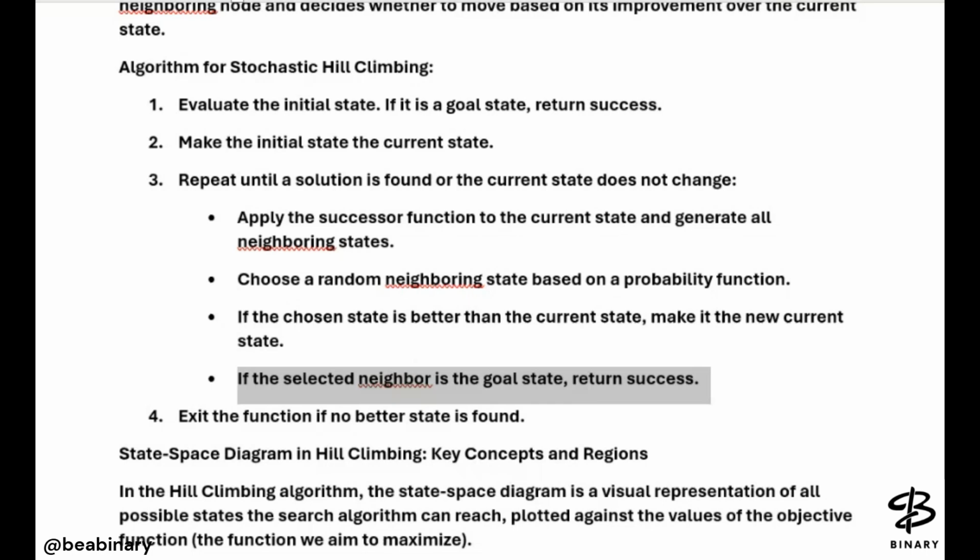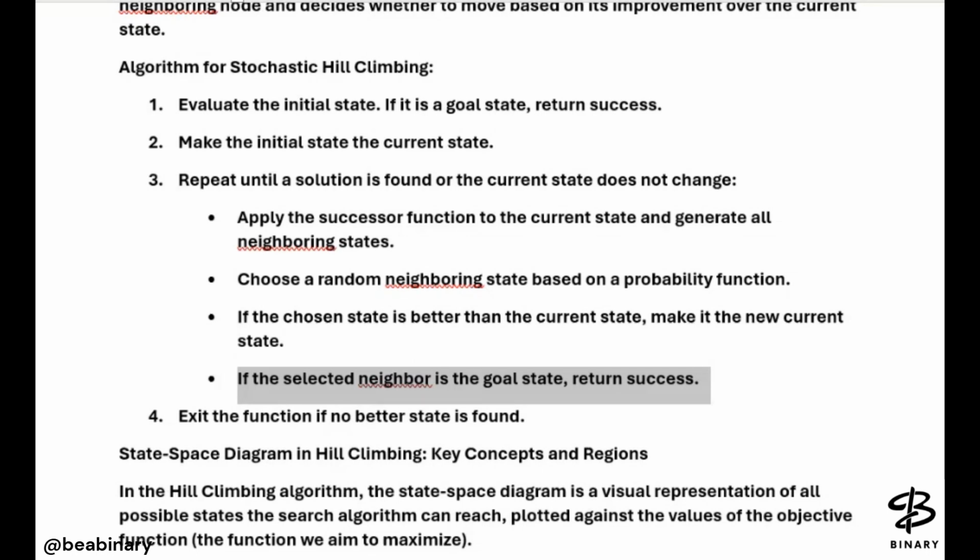And in the next type, steepest hill climbing, we will evaluate all the neighboring states, and after evaluating all of them, we will find the best neighboring state, the one having the highest peak, and according to that neighboring state, we will decide the other successor states.